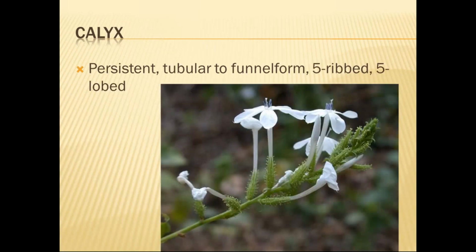The calyx is persistent, tubular, funnel form. They are 5 reeved, 5 lobed. Okay, as we see how the calyx is, there are small hairs over there. They are tubular and funnel form. 5 reeved, they have 5 reeves over there in the calyx. 5 lobes are also present in this calyx. Okay, it is a very important characteristic of this particular family, by which we differentiate this family from another.